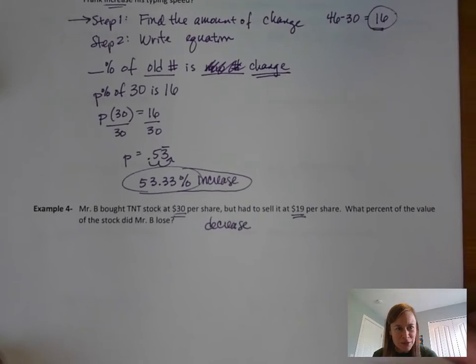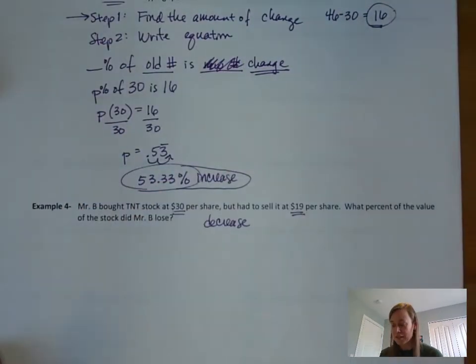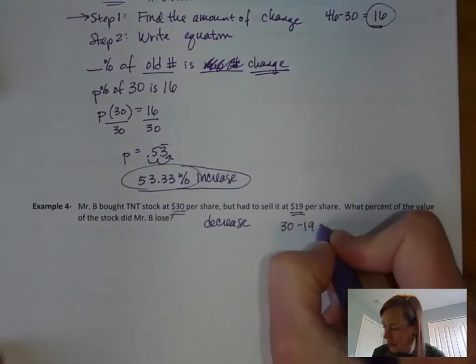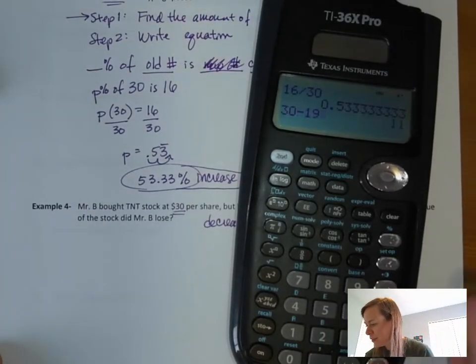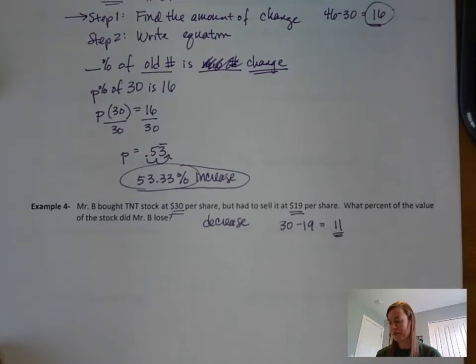So let me see, I'm trying to find this. Okay, so step 1 was to find the amount of change. Let's find the amount of change here. So I'm going to do 30 minus 19, and that is going to give me 11, right? Just double check. There we go, 11. So this is the amount of change right here.